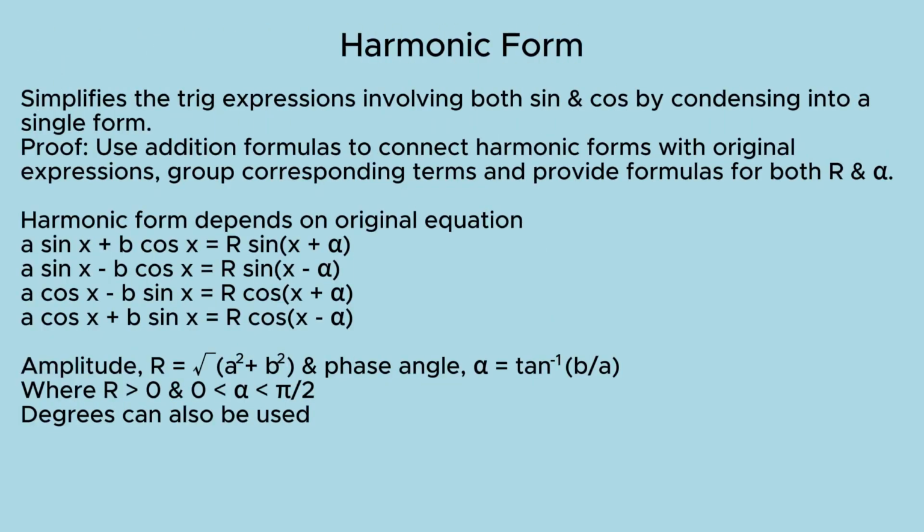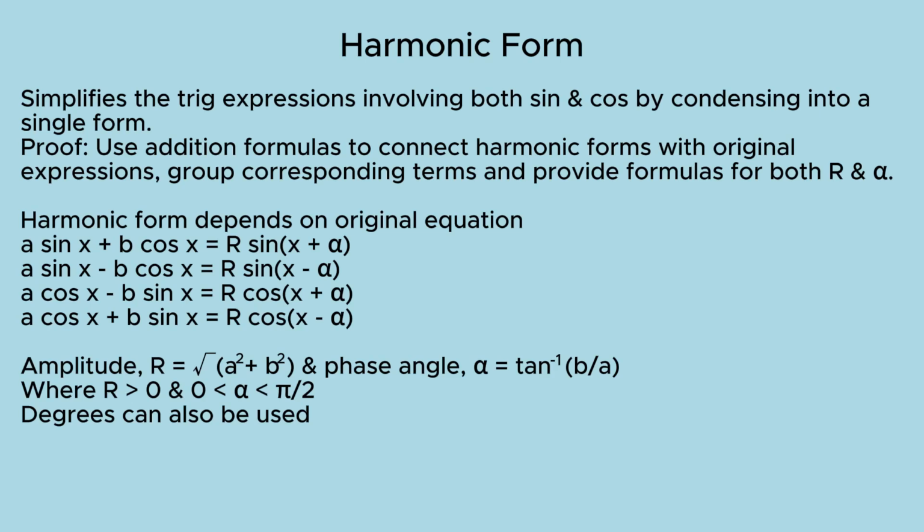Now let's look into harmonic form. So what's the use of harmonic form? First of all, it is used to simplify trigonometric expressions involving both sine and cosine by condensing them into a single form. So if you look at the ones on the right, you can see the harmonic form is right there. So how do you get it?